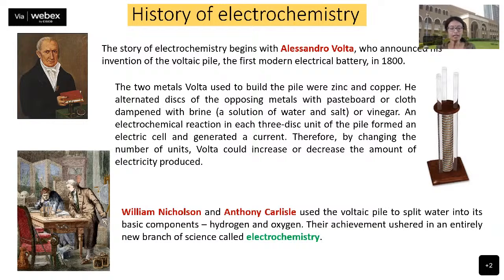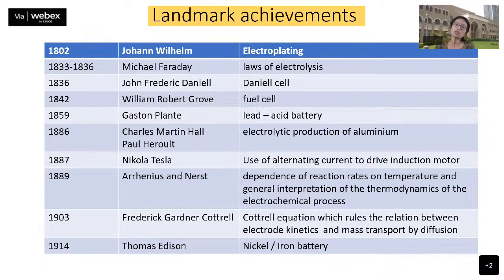Now, using this voltaic pile, later on, William Nicholson and Anthony Carlisle used it to split water into its basic components, which are hydrogen and oxygen. And this actually ushered in the era, or the particular field of chemistry, which we call electrochemistry. Now this field, as it started from 1800, in the last 200 years we have seen a lot of landmark achievements by really brilliant minds. Any person embarking on electrochemistry should know a few of these pioneering works, so we'll give you an idea about the different landmark things which were done.